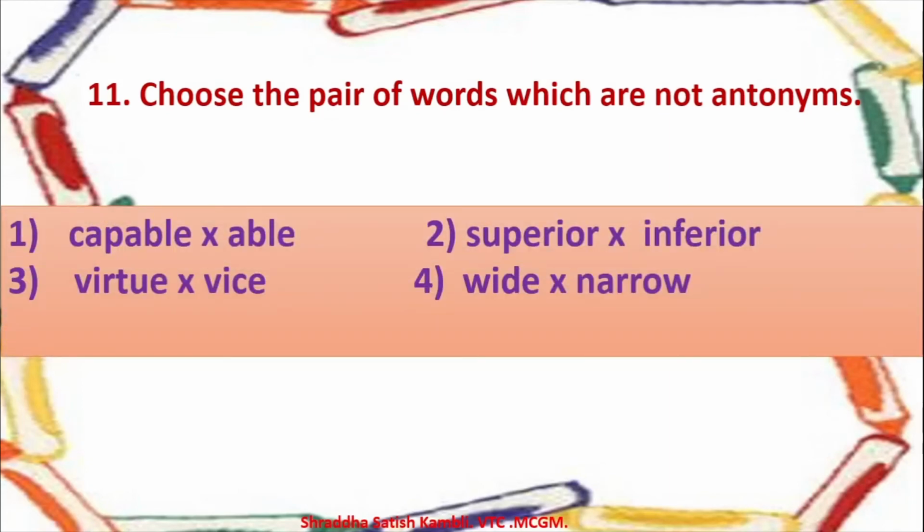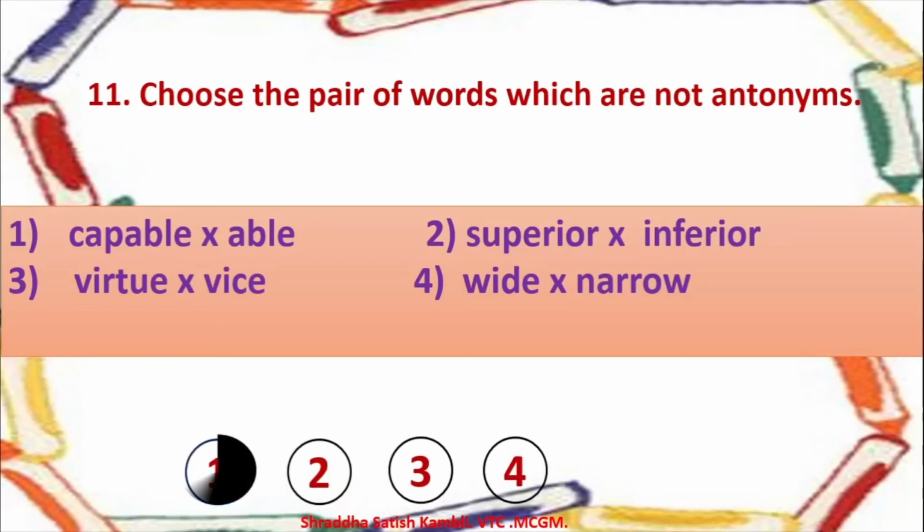Example 11, choose the pair of words which are not antonyms. Capable, able; superior, inferior; virtue, wise; wide, narrow. Very simple, isn't it? It is capable, able.